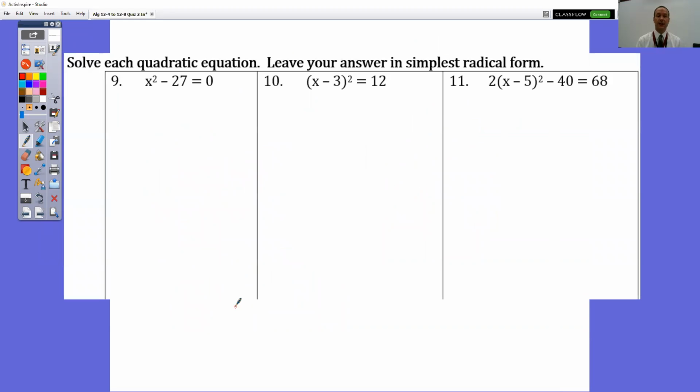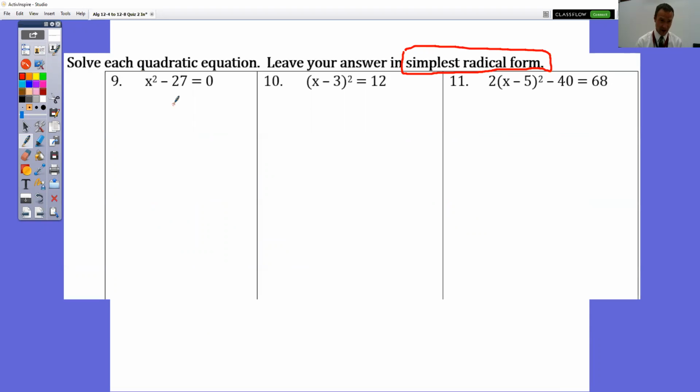In the next one, solve each quadratic equation. Leave your answer, notice what this one says, in simplest radical form. So we don't have to take it one step further and change it into a decimal. We're just going to leave it in simplest radical form. Go ahead and try question number 9, please.